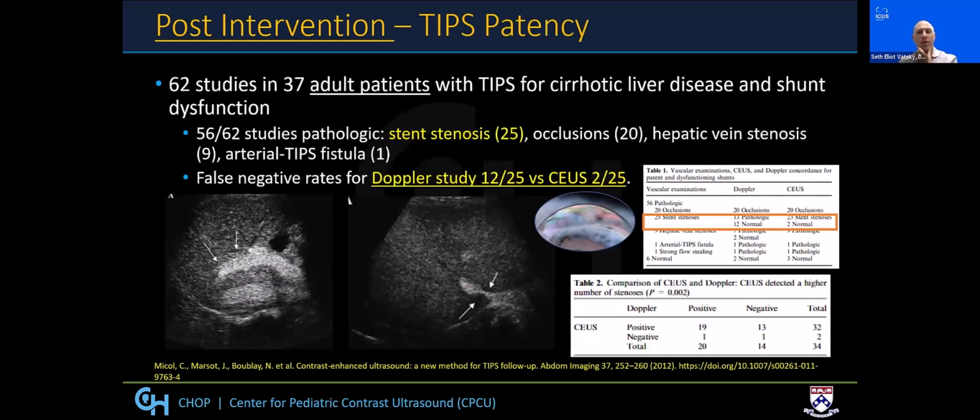Contrast-enhanced ultrasound can also be helpful in TIPS patency assessment. This has been documented in the adult literature. Contrast-enhanced ultrasound improves the detection of TIPS stenoses and has a lower false negative rate in comparison to Doppler ultrasound alone.